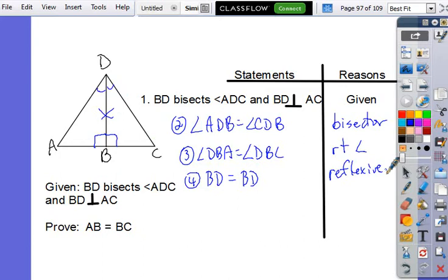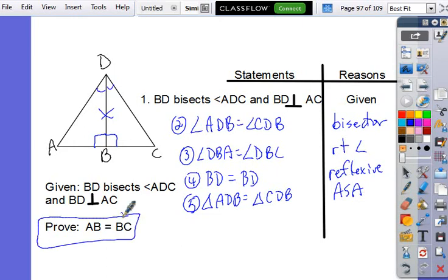So now it's going to be angle, side. So then I'm going to say triangle ADB would match triangle CDB because of what rule? Angle, side, angle. But look at what it's asking me to prove now. It's asking me to prove that some sides are the same.